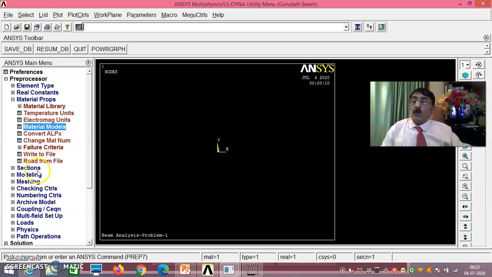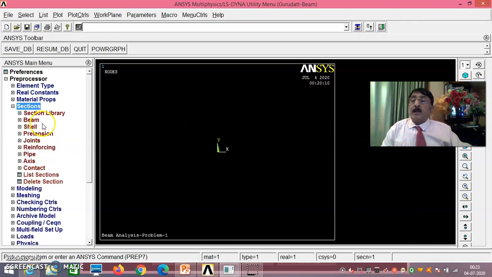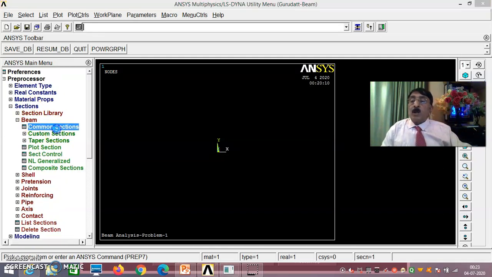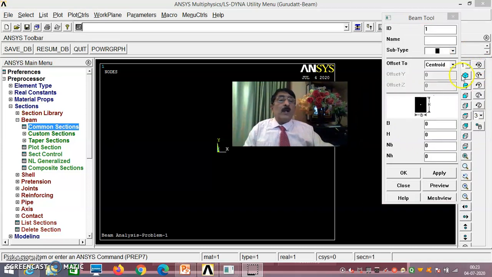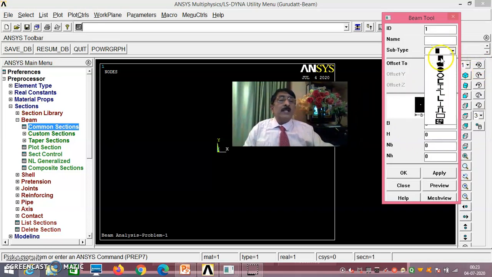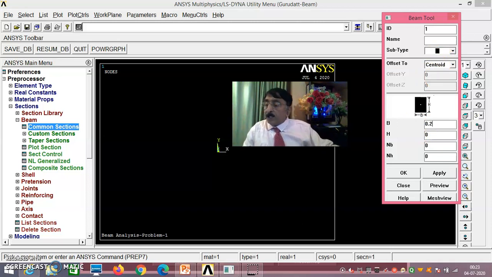This you do. Now go for sections. This is a very important thing because beam 188 directly asks for the cross section. Beam, sections, beam, common section you take. Then whatever section you want, you have here. You see here, so many sections you have. Anything you take. Now I have a rectangular section. What is the breadth, you see? The breadth is 0.2 and depth is 0.3. What they have given in the problem is breadth into height, 0.2 into 0.3. You apply this. You just say okay.